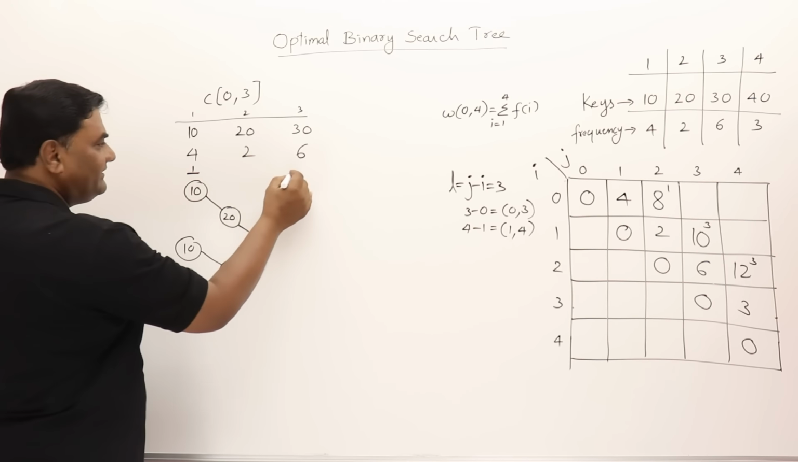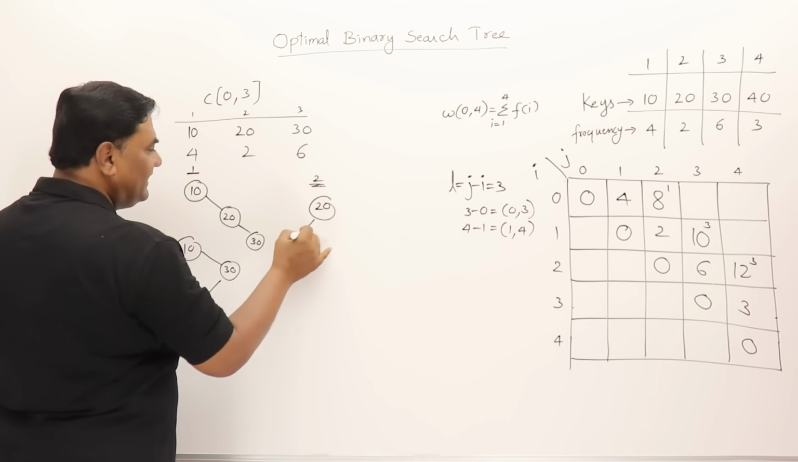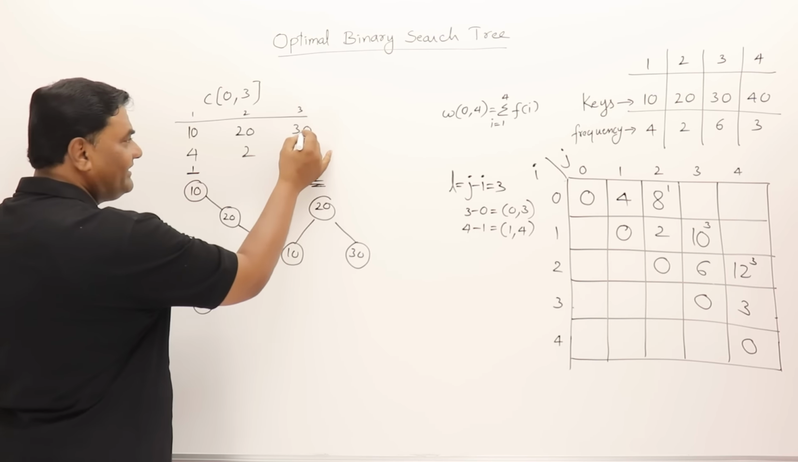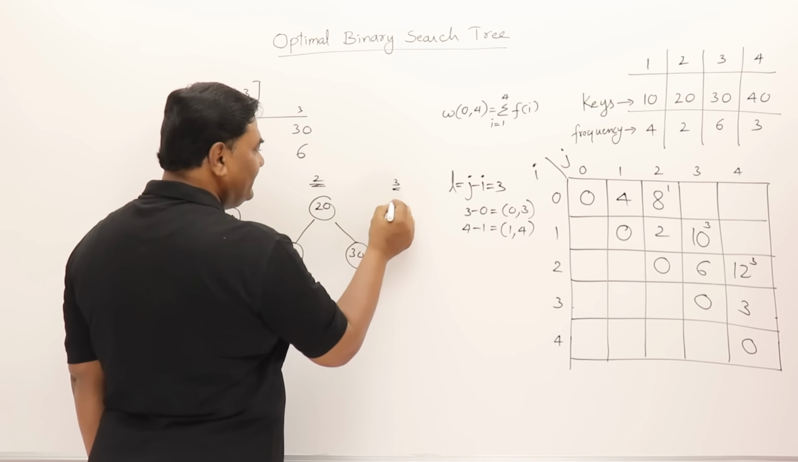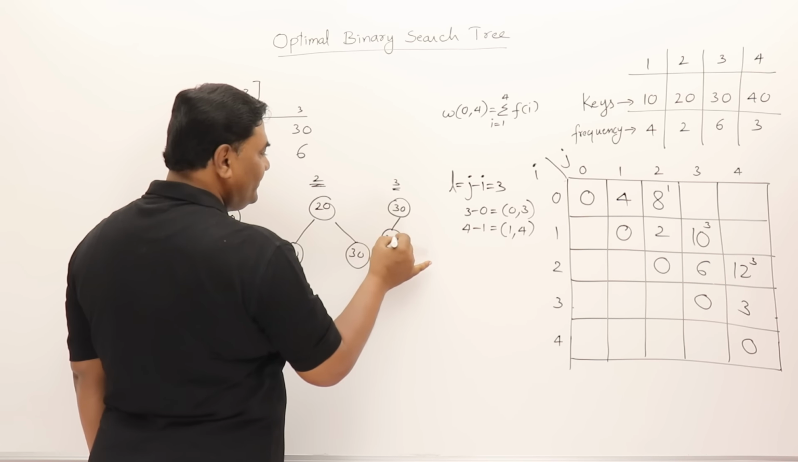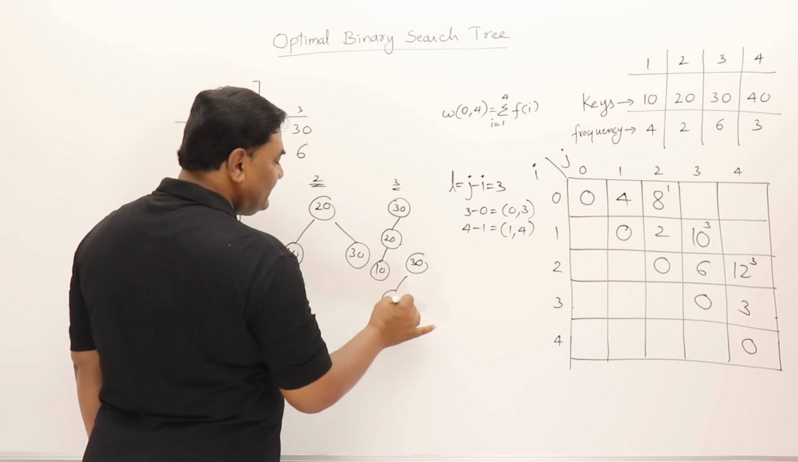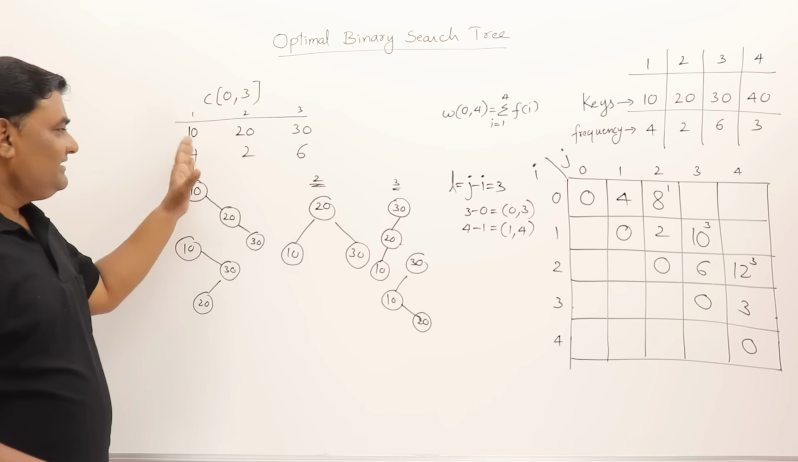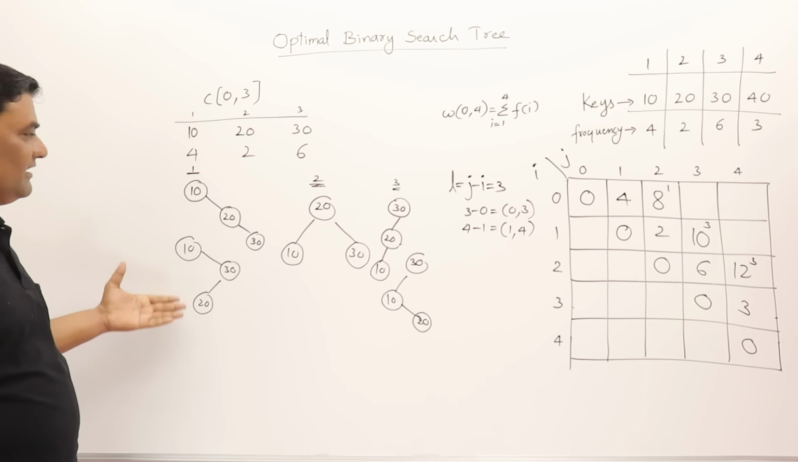1 as a root. Then if I take 2 as a root, then what are the possibilities? 20 is here and on the left hand side is 10 and the right hand side is 30. If I make 30 as a key, that is root here, 3 as a root, third value, then 30 on this side, then left side it can be 20, 10 or 30 as a root, 10 and right side 20. So with the 3 keys, by selecting any one of the key as a root, there are total 5 different trees possible.